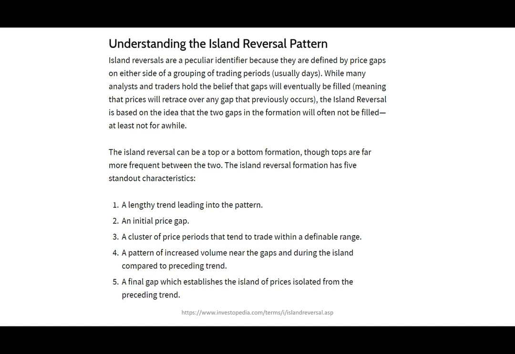So island reversal can be a top or bottom formation, though tops are far more frequent between the two. Island reversal formation has five characteristics: a lengthy trend leading into the pattern, an initial price gap, a cluster, or it could be one day, in a pretty tight trading range, a definable range, an increase in volume, which I did not put volume on these charts, but that's okay. And then a final gap that establishes the island of prices isolated from the preceding trend.